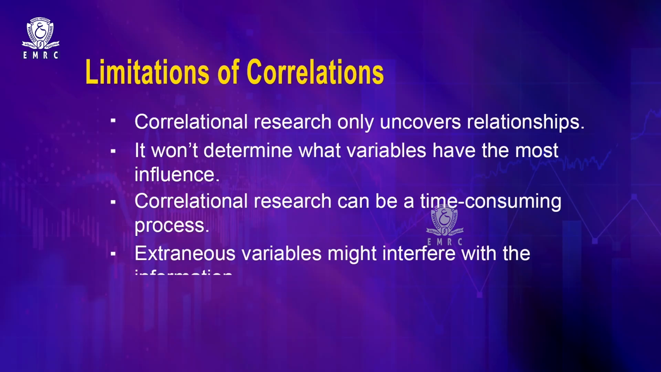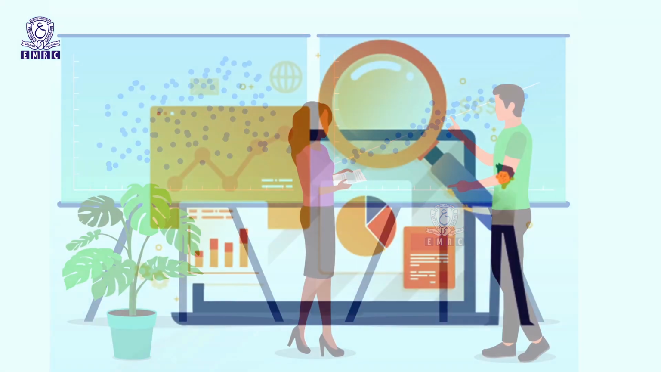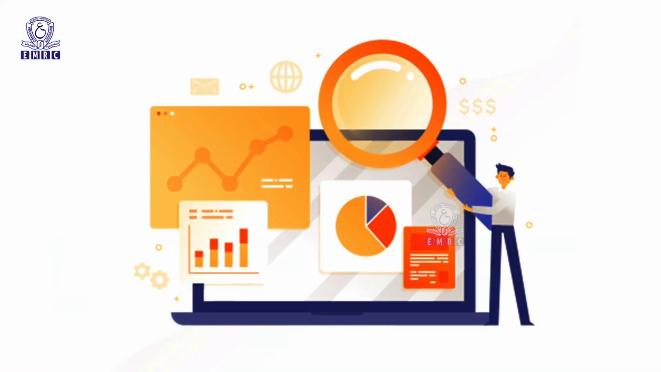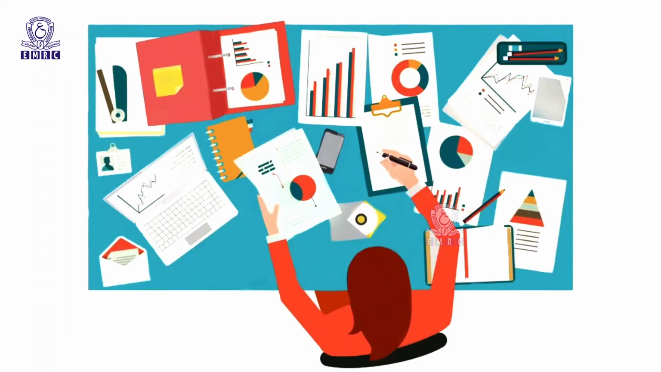Extraneous variables might interfere with the information. There is no guarantee that additional influences will stay out of the correlational research study. It is possible for unique outcomes to exist that interfere with the work. Outcomes can be adversely impacted by the quality of the work. The quality of work performed during a correlational research study will determine the usefulness of the data gathered.